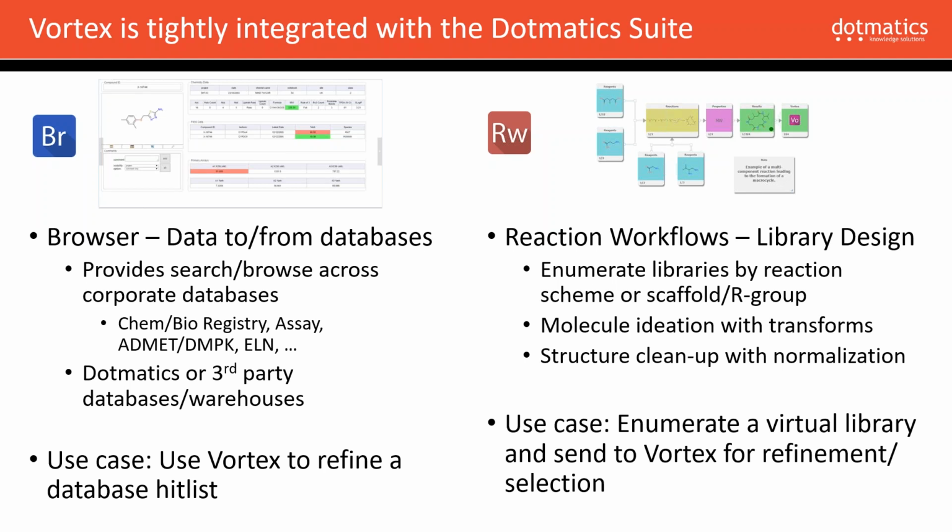And by its nature, this is an automated tool, but sometimes you want to intervene manually. For example, I enumerate the first step of a library, but before sending all the products to the next step, I want to intervene and pick a subset, and Vortex is the ideal tool anytime you want to do manual intervention in these. So we're going to start with the Browser example, and then we're going to do the Reaction Workflows example.